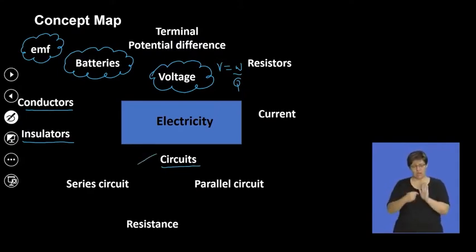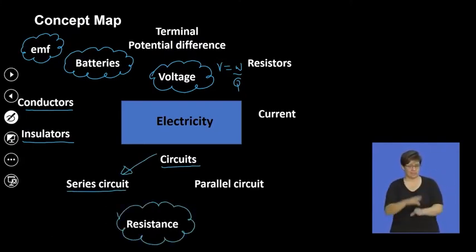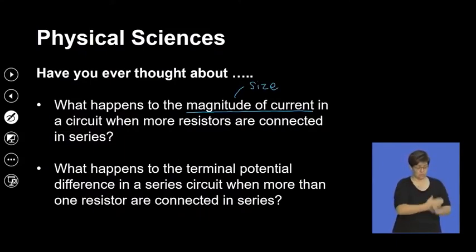But which aspects of circuits are we looking at today? We're looking at series circuit with respect to resistance, because this is what it's all about. So this is our focus for today. Right. Now, this is the thought that's going to guide our discussion for today. Okay, have you ever thought about what happens to the magnitude of current? Okay, I'll underline that. That's the main idea. So when we talk about magnitude of a quantity, we're actually talking about its size, how much current passes through a point per unit time. Okay, when we have more resistors connected in series.